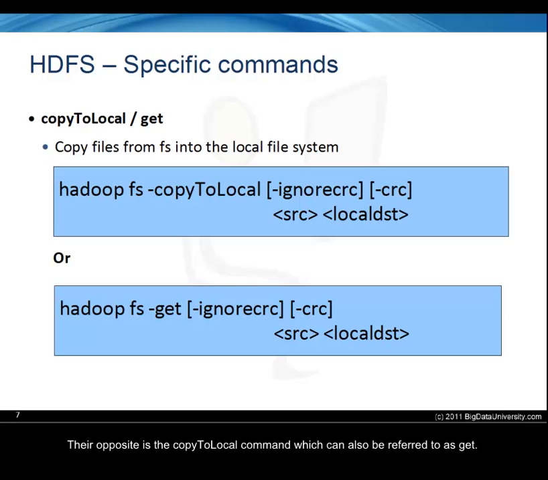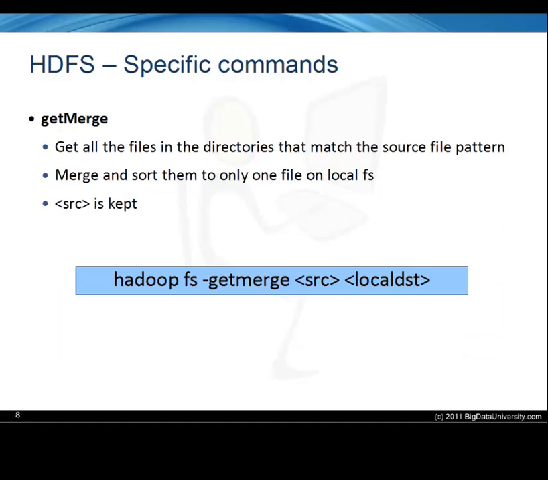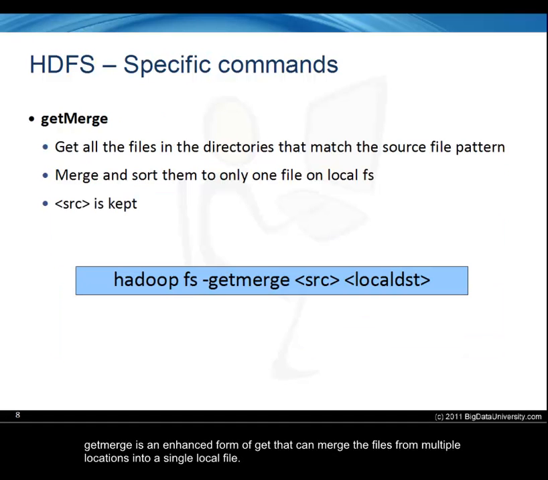Their opposite is the copy to local command, which can also be referred to as get. This command copies files out of the file system you specify and into the local file system. Get merge is an enhanced form of get that can merge the files from multiple locations into a single local file.